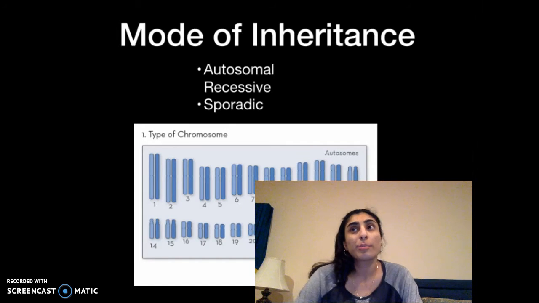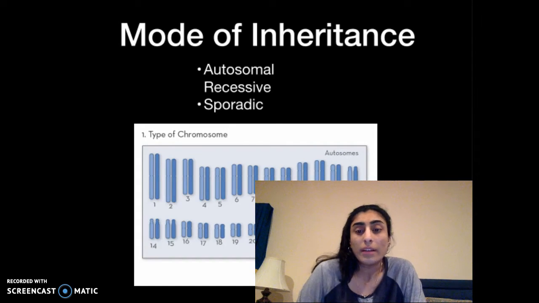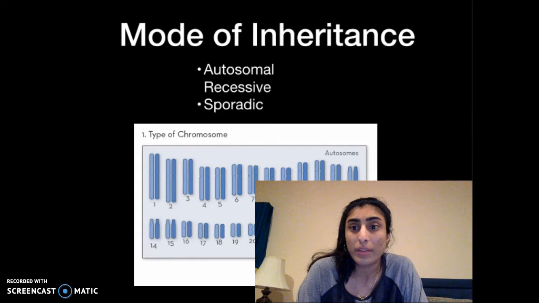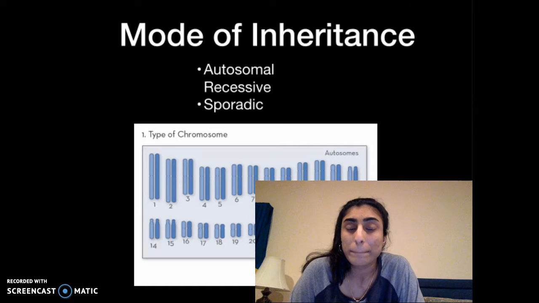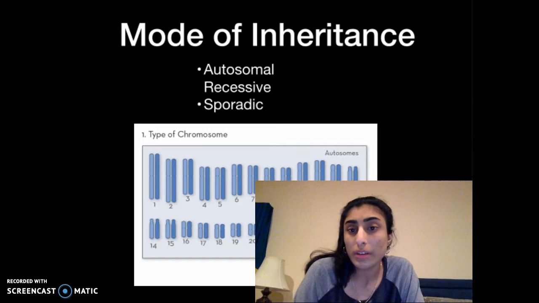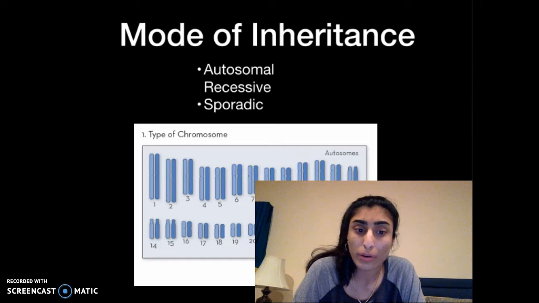Most commonly, though, it is sporadic, and that is mostly because of the mutations that do occur in the TSHB gene and all the other genes that are involved in this disorder.